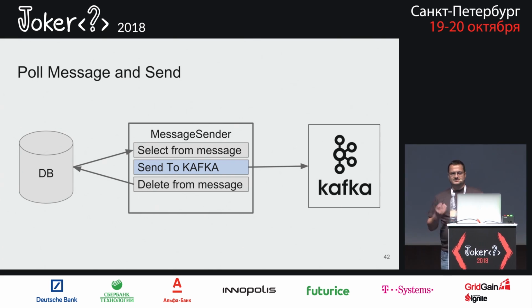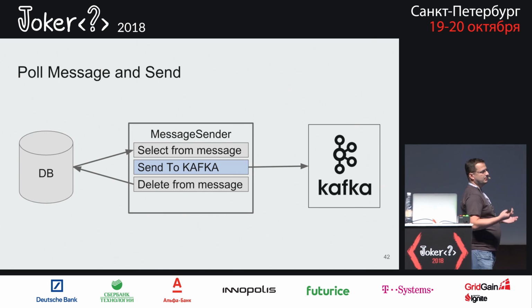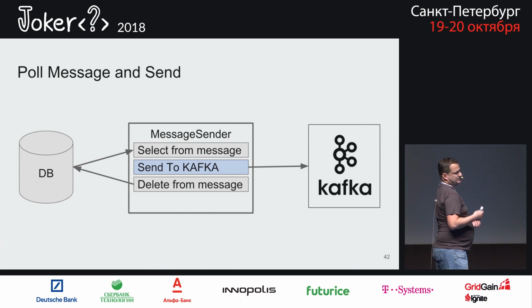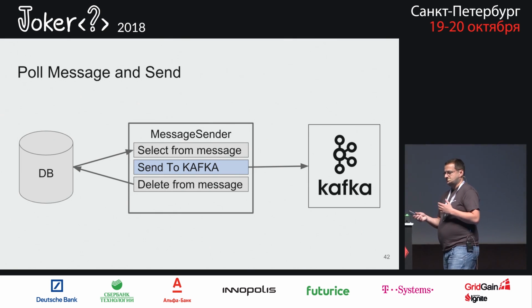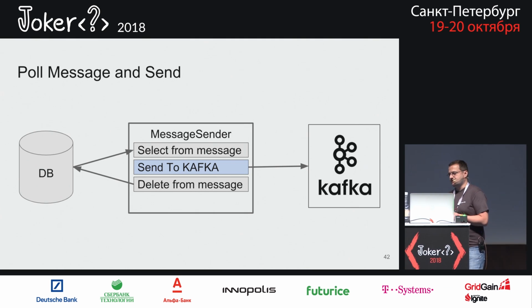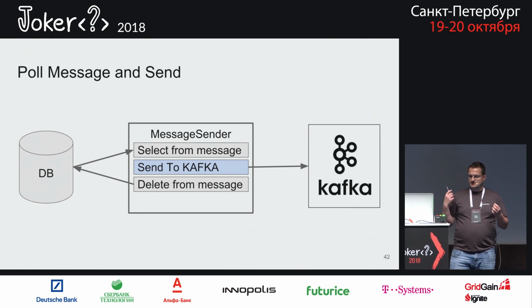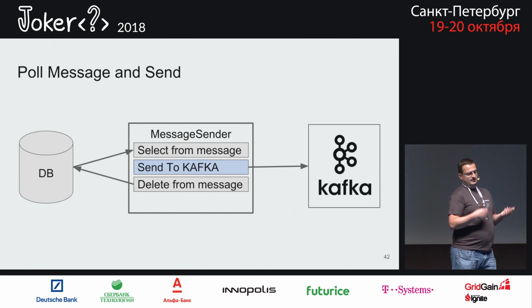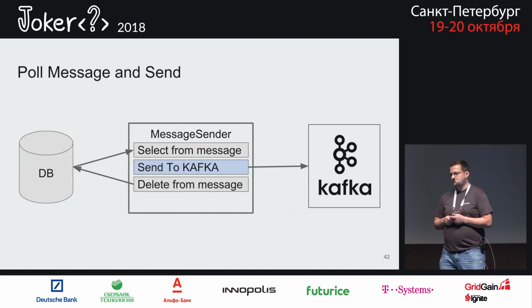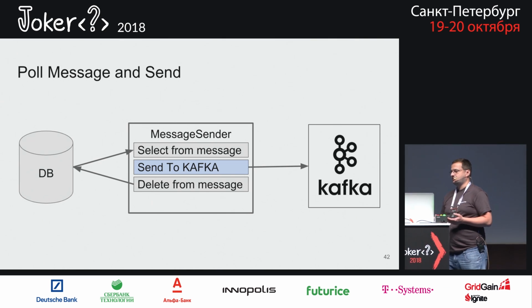So we have a separate component, which can be a separate process, or can be in-process, built into your microservice, just a Spring service, which essentially does what? It selects a bunch of messages from this message table, sends them to Kafka, and deletes those messages once it gets a successful ACK.